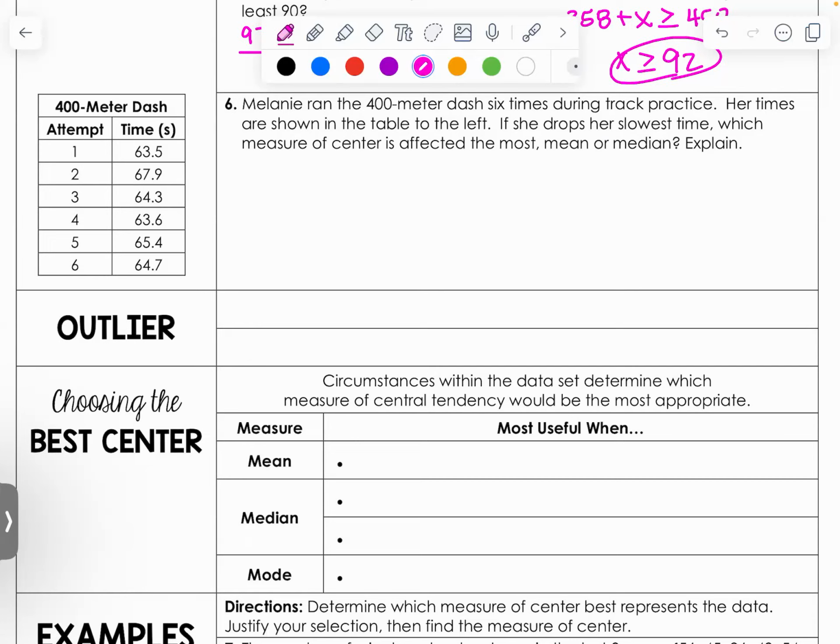But if we drop the lowest number, would the median also raise? Yeah. So how do we know which one is going to? By doing math? Yeah. Okay. So in this problem, we would actually have to do the math. So let's see, what is the lowest time? 63.5, 63.6, 64.3. Slowest. Number 5. 67.9.